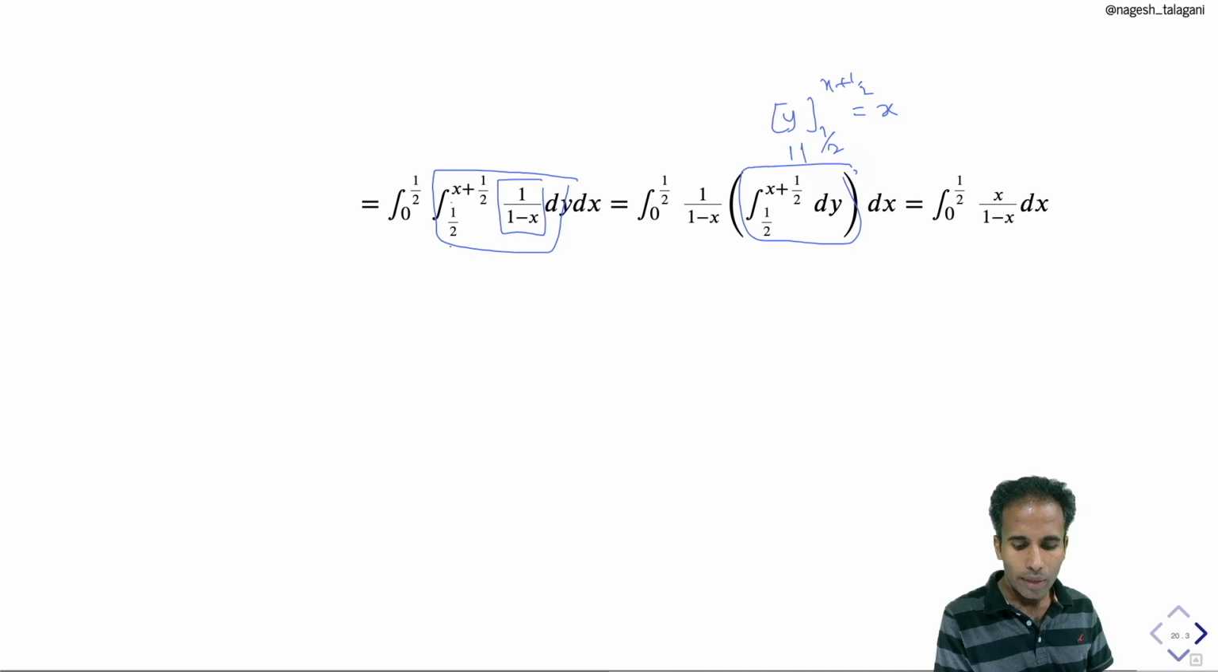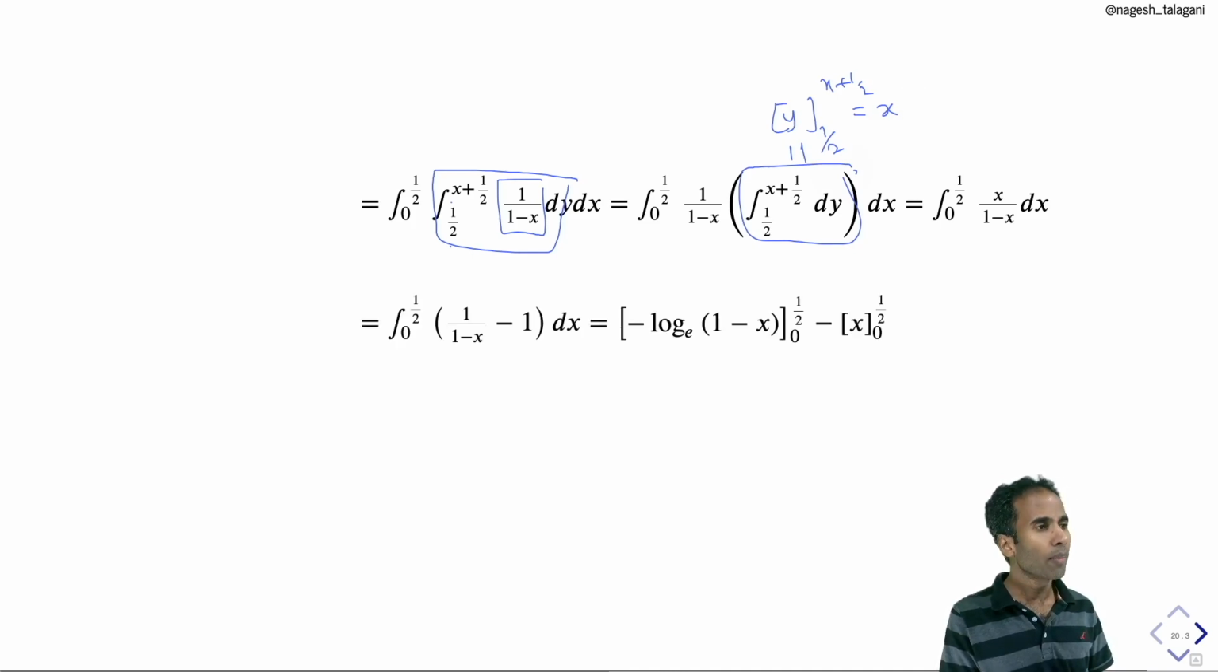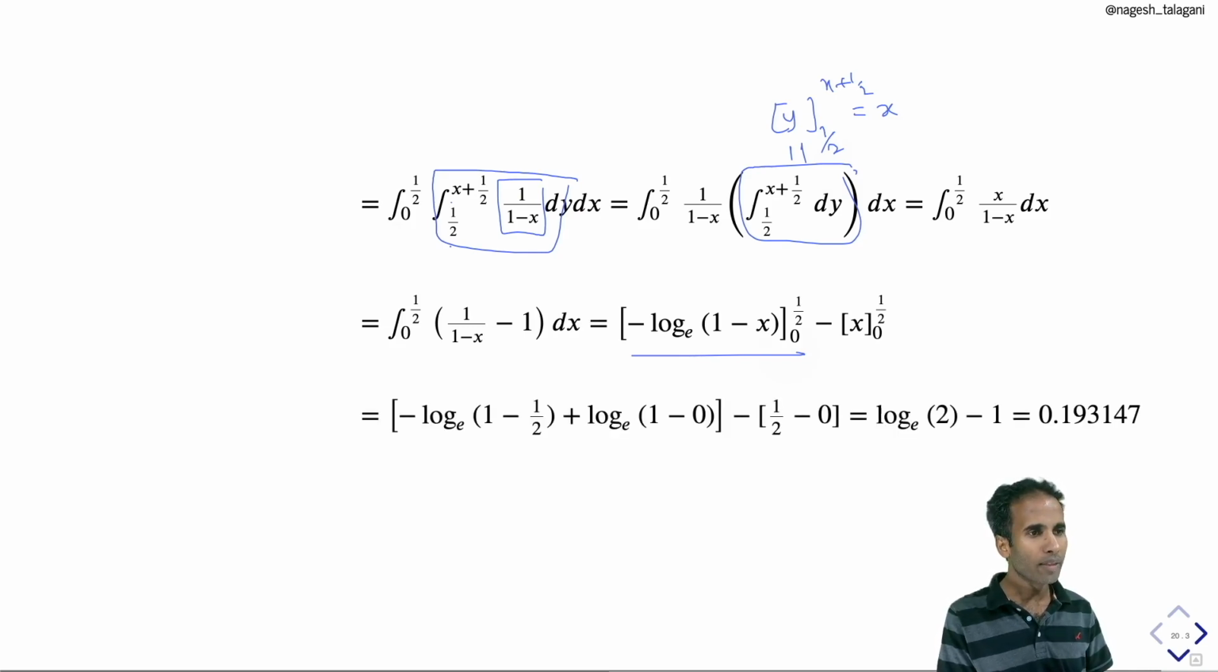Next we have to integrate x/(1-x) with respect to x from 0 to 1/2. This x/(1-x), first we can write as 1/(1-x) minus 1. Now let us integrate. The integral of 1/(1-x) is -log(1-x) with the limits 0 to 1/2, and the integral of 1 is x, with the limits 0 to 1/2. After applying the limits, the whole thing is going to be log 2 minus 1, whose value is 0.193147. This is what we got.